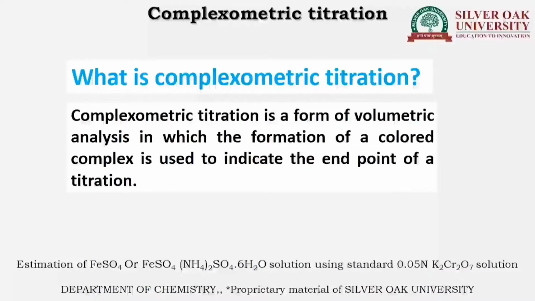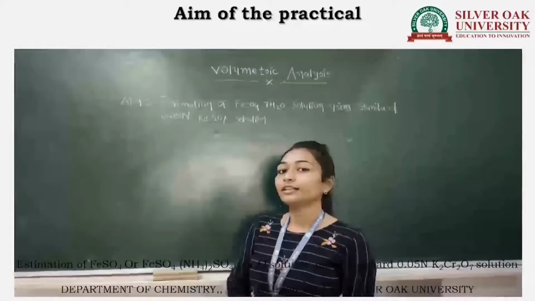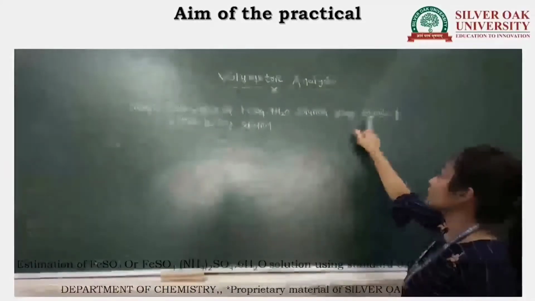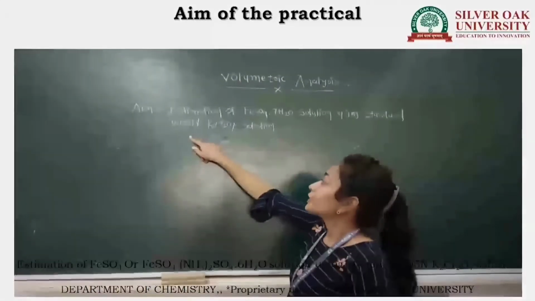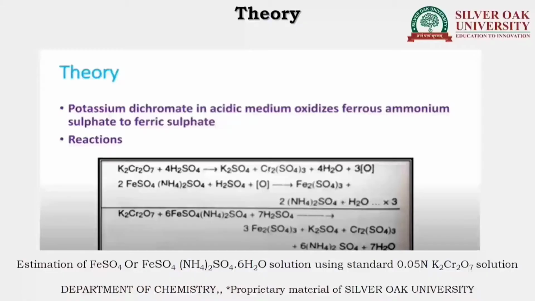Complexometric titration is a type of volumetric analysis where the colored complex is used to determine the end point of the titration. Our aim of the practical is estimation of ferrous sulfate solution using standard 0.05 normal potassium dichromate solution.